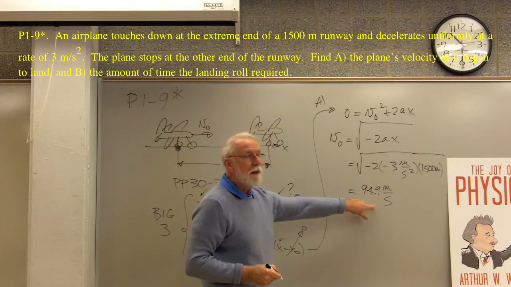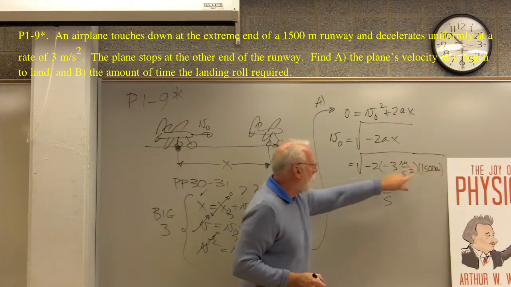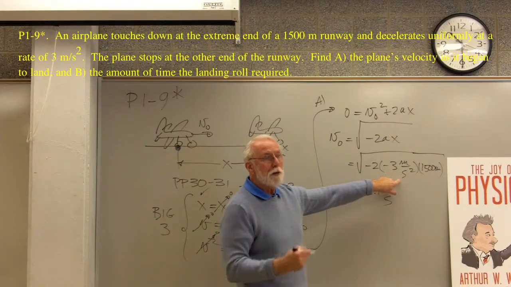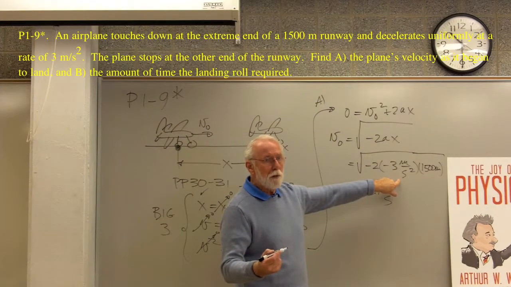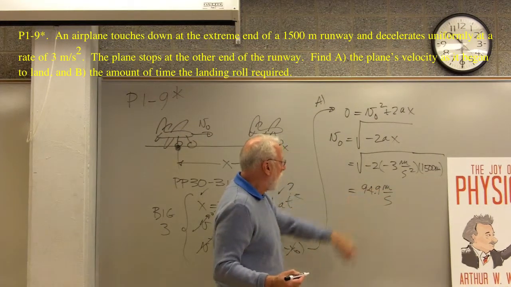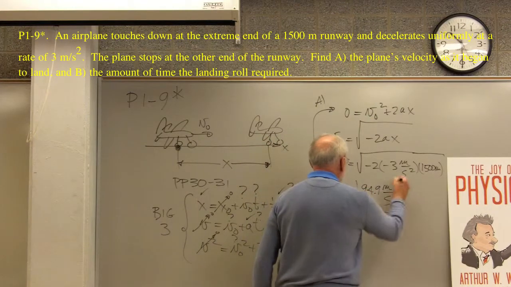The 94.9 is the number. How does this get to be a unit of meters per second? Meters squared per second squared inside the square root. Take the square root of that. Does square root apply to units too? Sure. So 94.9 meters per second, that's our answer.